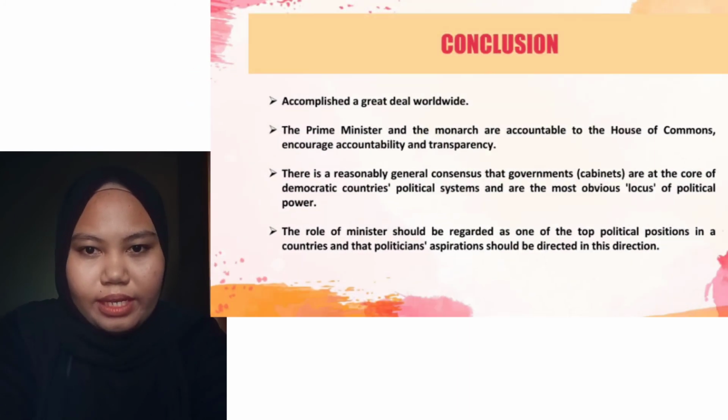To conclude, it has been used as an instance that has accomplished a great deal worldwide. It is typified by the reliance of the executive on the parliament. The Prime Minister and the monarch are accountable to the House of Commons and, as stated above, encourage accountability and transparency. There is a reasonable general consensus that government cabinets are at the core of democratic countries' political systems and are the most obvious locus of political power.